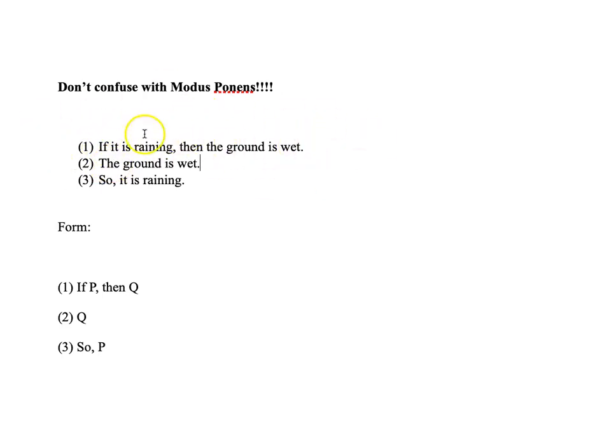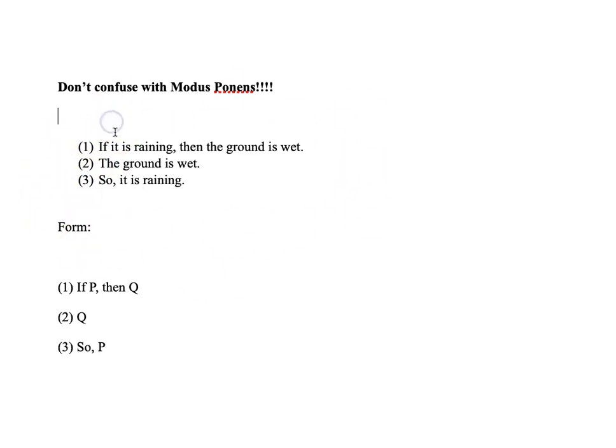Still true that if it rains, then the ground's wet. It's still true that the ground is wet, but the ground's not wet because it's raining. The ground's wet because you've got the sprinkler running. So the conclusion is false. It's not raining. That's the whole reason you turned on the sprinkler in the first place. So 1 and 2 are true, but 3 is false. It's not valid. This is not modus ponens.